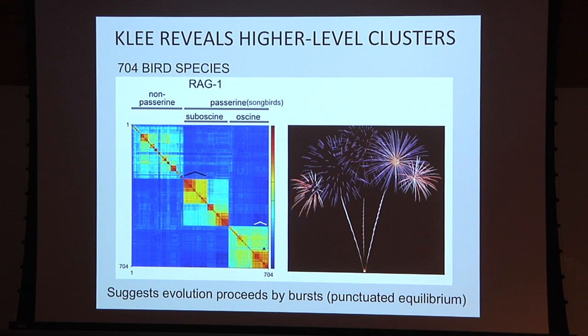Well, it suggests an idea that evolution proceeds by bursts, or what Stephen Jay Gould called punctuated equilibrium. I think that's partly what we're seeing here: once the flycatchers developed, they diversified into a lot of species. And not too much happened until the first songbirds, which were probably crows, were in that lineage. And then that was a very successful idea, and they diversified into a lot of closely related species.